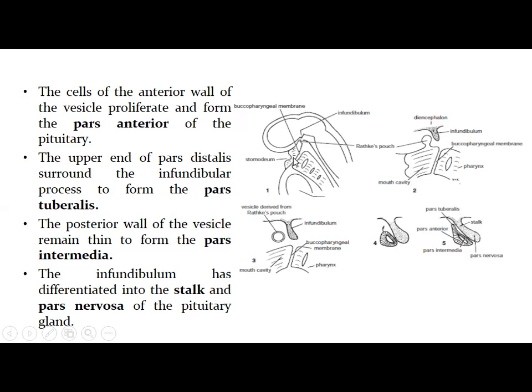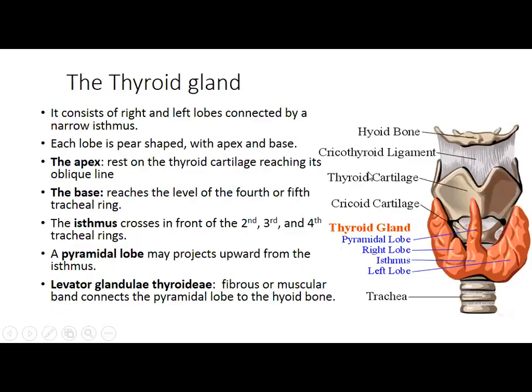From here, if you see, there is an elevation from the stomatodeum going up. This is called Rathke's pouch. So the pituitary is actually developing from Rathke's pouch, which is coming from the mouth cavity. Then it goes up and it gets separated. If you see here, it gets separated. Then it develops into the anterior pituitary.